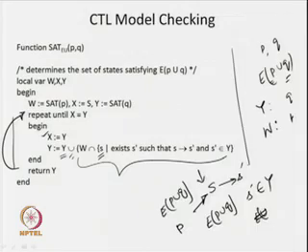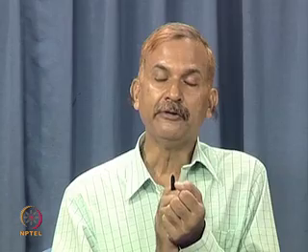First, we are going to start from some states of this particular graph, and we are going to look for all the predecessors. If my given condition is true in this particular predecessor, we are going to include those also in my set of states. Then again I am going to repeat this.